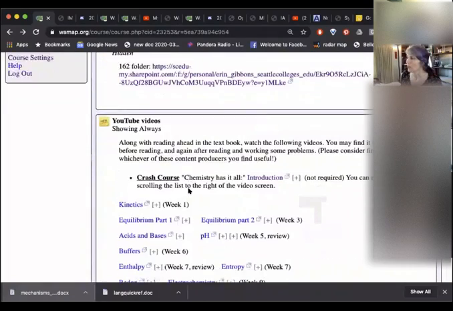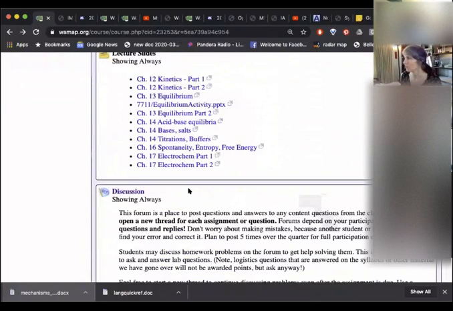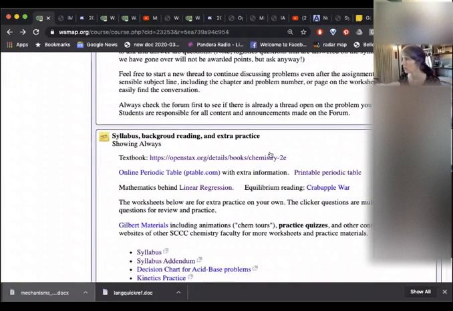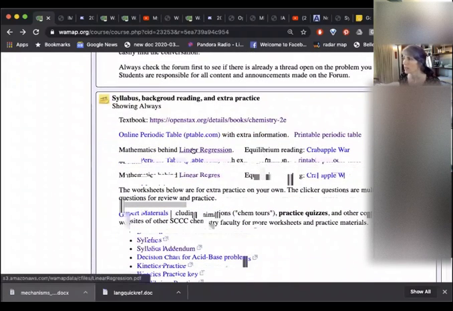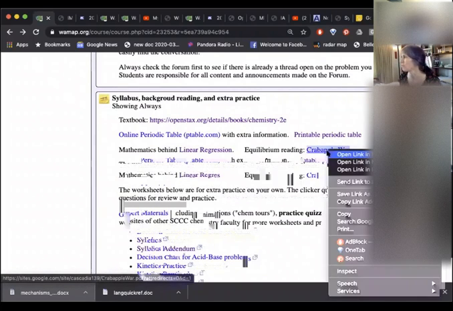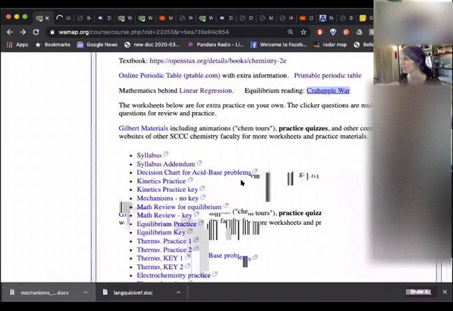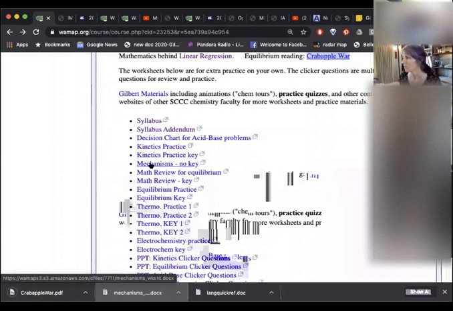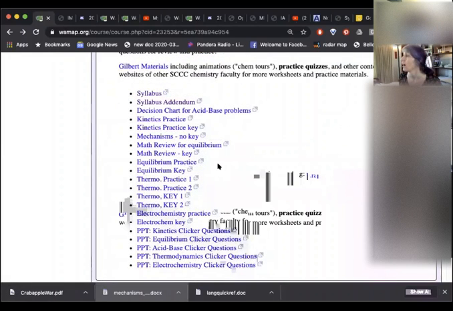But down below, lecture slides just for extra stepping through it. Some extra reading on linear regression. Equilibrium, now would be a good time to take a look at the crabapple war. Maybe I'll open that up. But then farther down, these are the other worksheets, kinetics, practice, and mechanisms. And then math review for equilibrium. I think that's a bunch of quadratic equations. And it has a key.